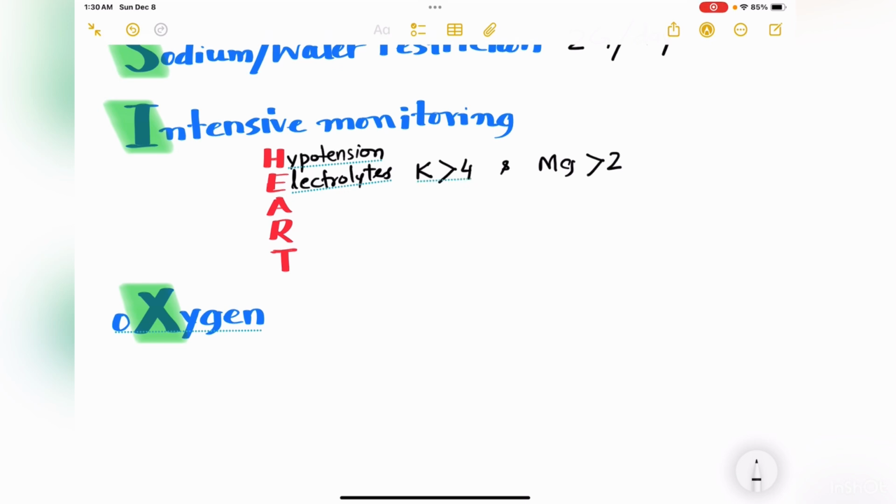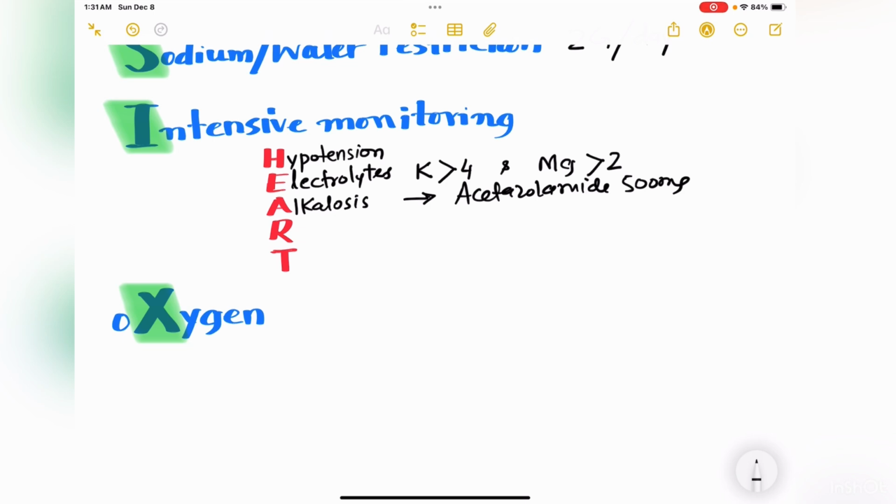A is for alkalosis. Metabolic alkalosis is another side effect of loop diuretics. If the patient has severe metabolic alkalosis, then we can use a one-time dose of acetazolamide, 500 milligrams, or 250 milligrams can also be used.